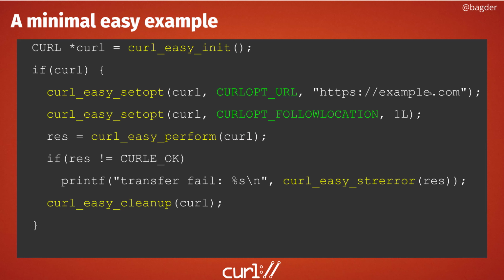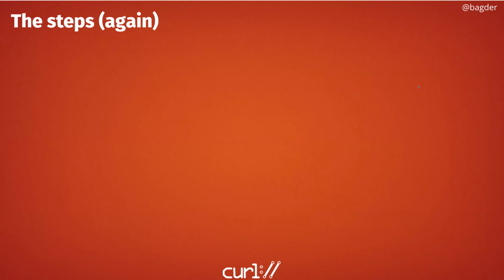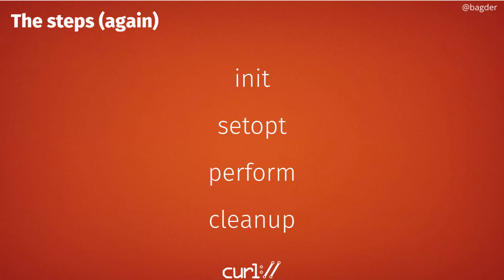Moving on. So go ahead and ask questions and interrupt me if there's anything not clear. So just the steps again, because I want to emphasize this is a common pattern in curl, in libcurl in general. You init it, get a handle back, you do setup, set all your options, you do the perform to do the actual transfer, and when you're done, clean up.